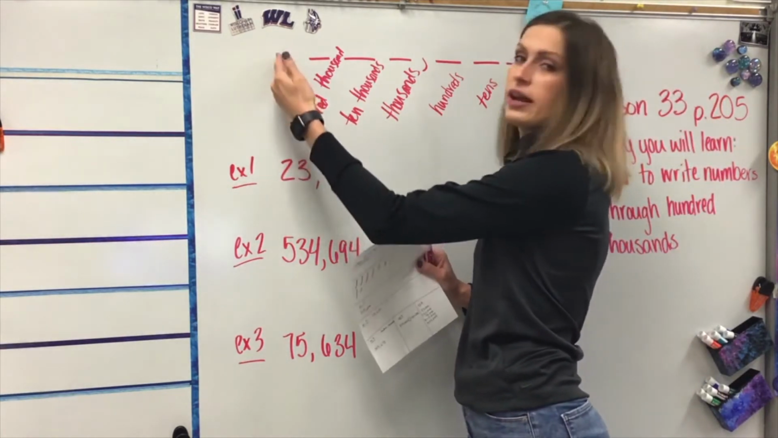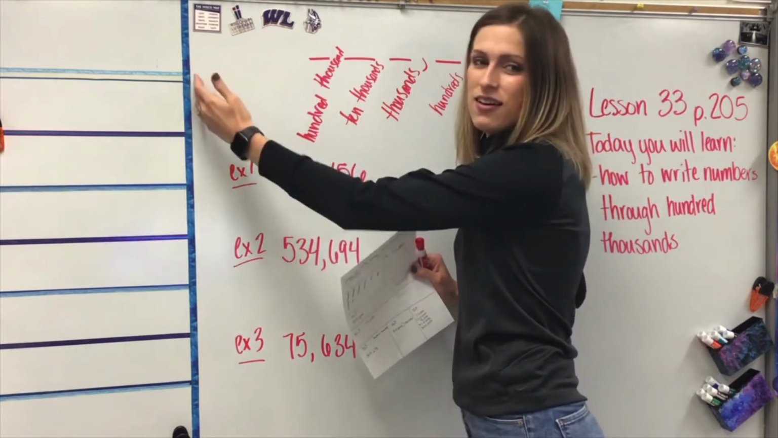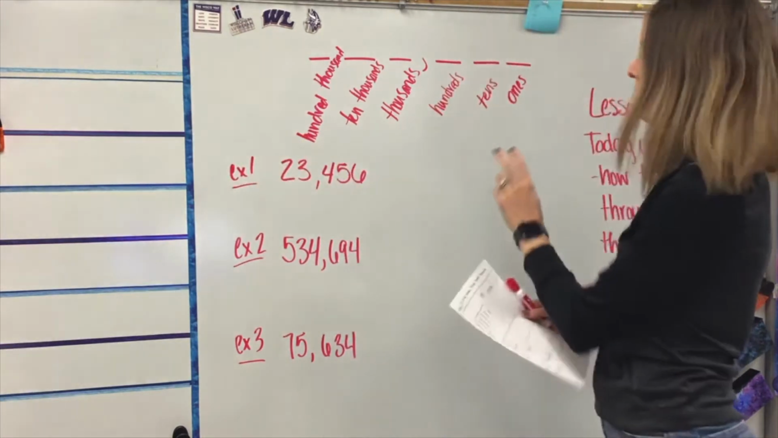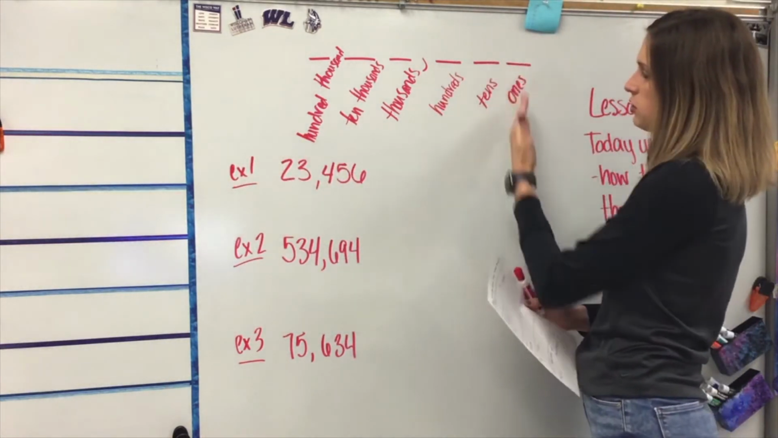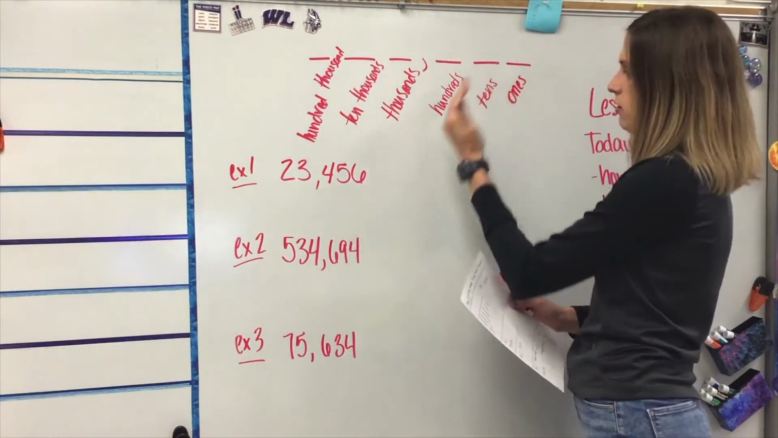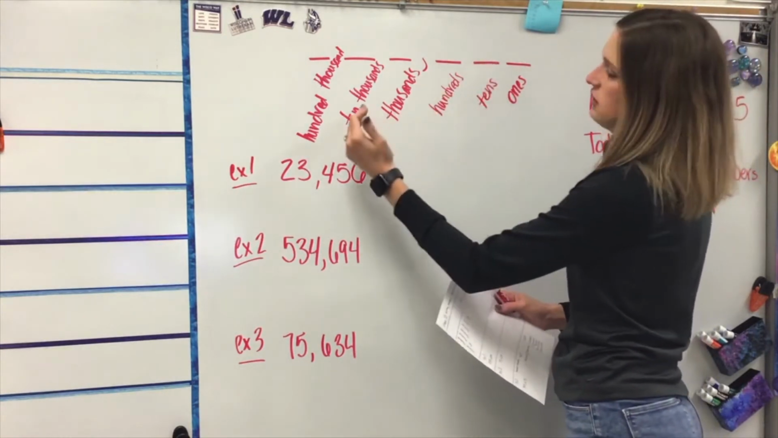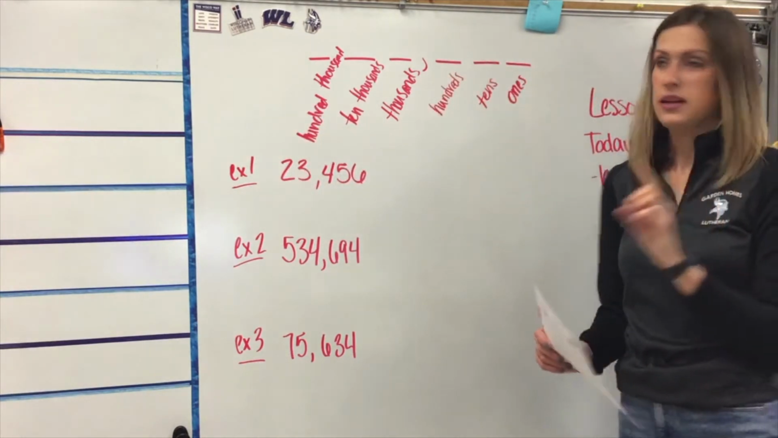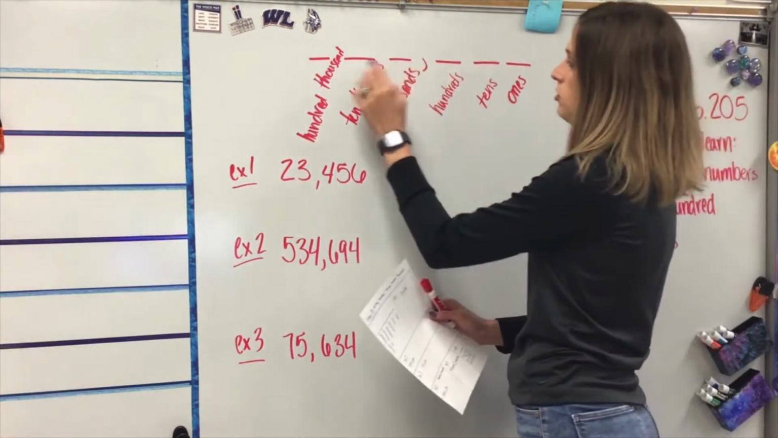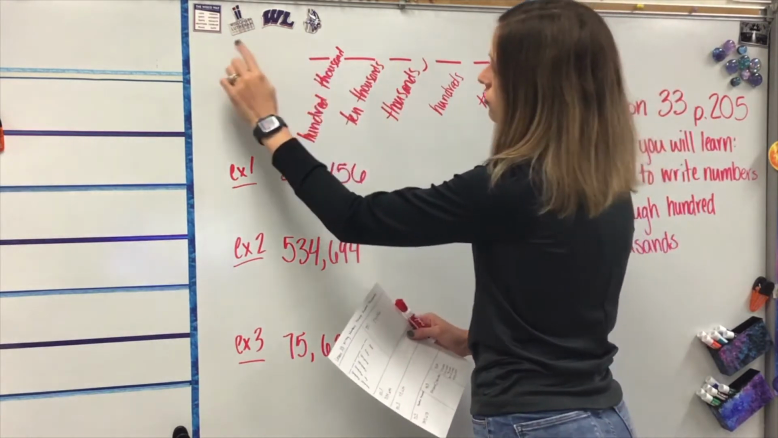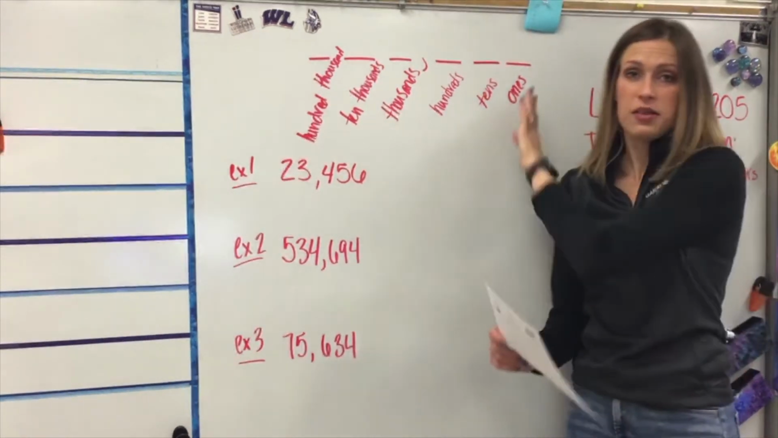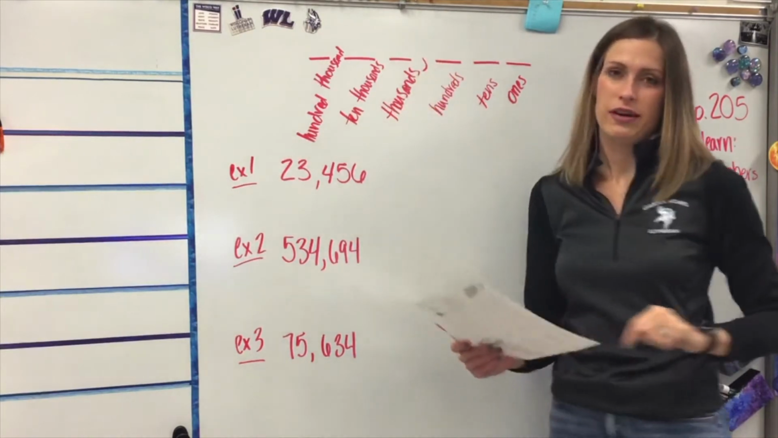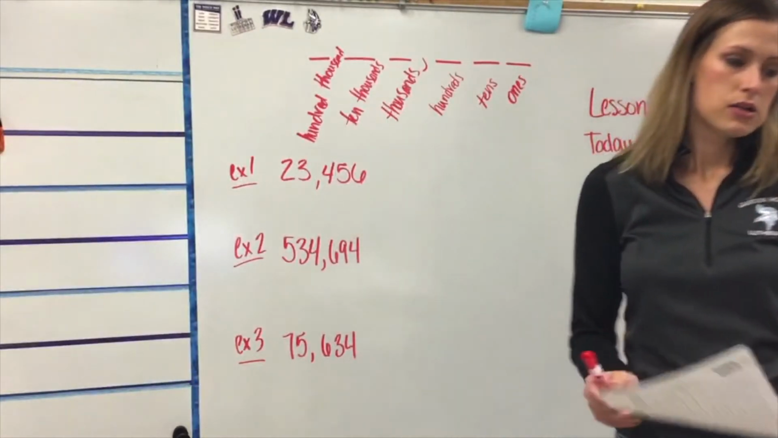When we keep going, we're going to get millions, 10 millions, 100 millions. So we're going to keep repeating that pattern of whatever the place the first one is, and then 10, 100. So thousands, 10,000s, 100,000s. Notice we put a comma every 3. So we go 1, 2, 3, comma, 1, 2, 3, comma, 1, 2, 3, comma. We'll start at the back and then count 3 and then put a comma for those numbers. All right? So let's practice.